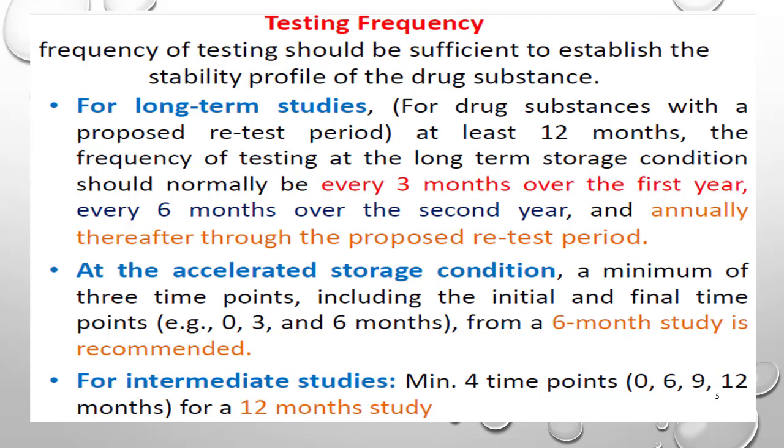Next, for the intermediate study, where suppose our study is for 12 months, there we need to check 4 time points. That means 4 times we need to go for the test. So first is on 0, when we have finished the product, made the product ready, then after 6 months, then after 9 months, and then on the 12 months. So this is called testing frequency.